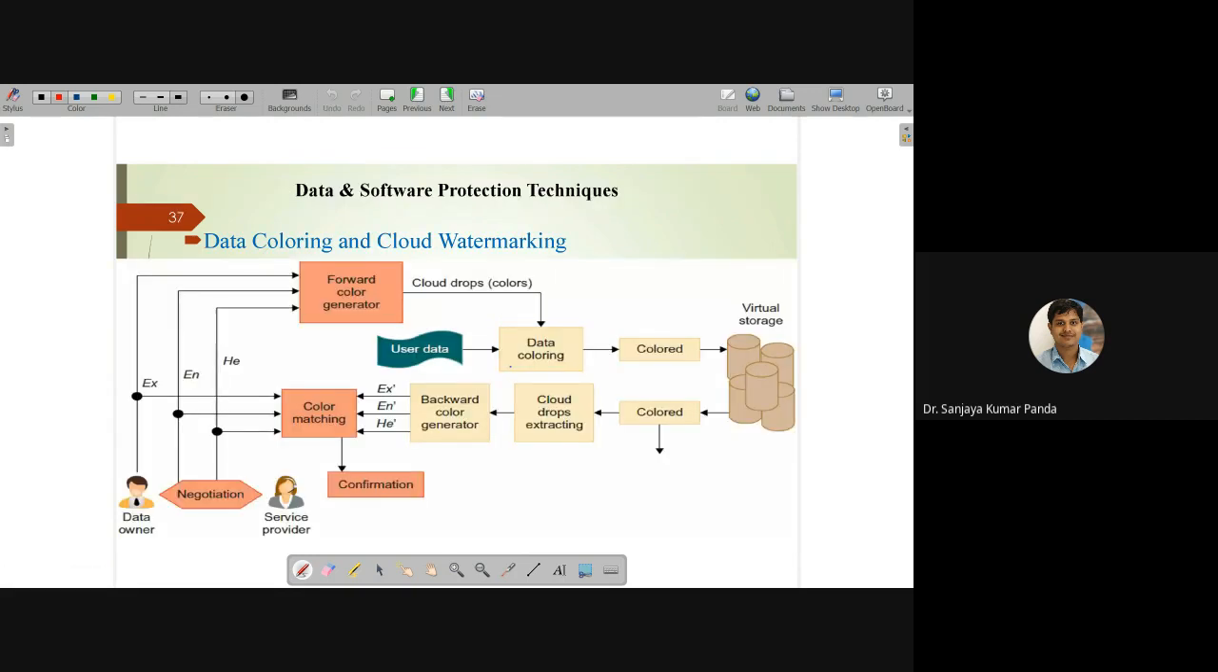Here you can see the service provider and the data owner. The data owner keeps storing the data in the virtual storage with a particular color. The object is stored with a particular color that the service provider has assigned. Whenever the owner wants to retrieve the data, he has to locate the data through that particular color. So we can say it is the decoloring of the data object. What we are doing here is matching the request made by the data owner with the service provider. If both match, then only the data is retrieved; otherwise the data is not going to be provided to the data owner.